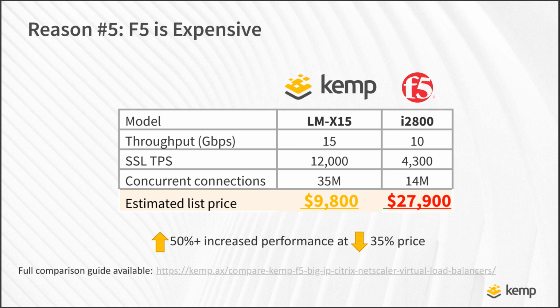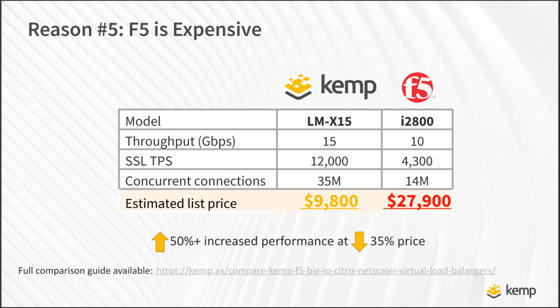Reason number 5. F5 is expensive. Whether you like it or not, there is a premium that you're paying for because of all these other modules and functions that they have built into the product. Whether you license them or not, there is a premium being applied to the cost of the F5 solution. So here I'm doing a comparison of 2 hardware models with Kemp and F5, Kemp's LMX15 and F5's i2800.